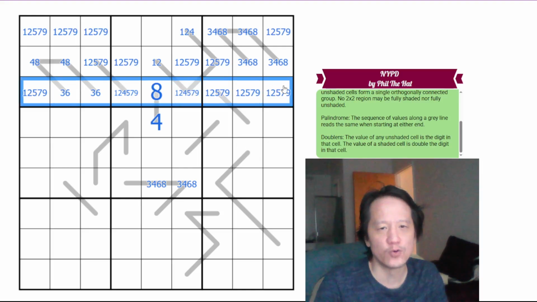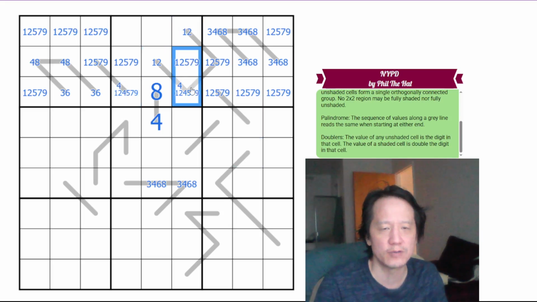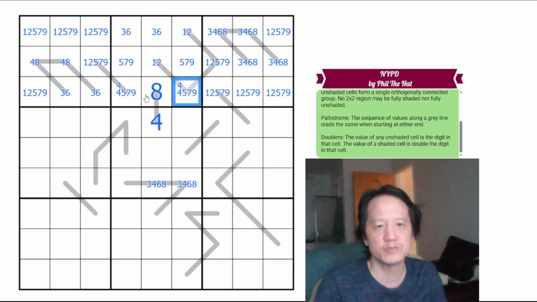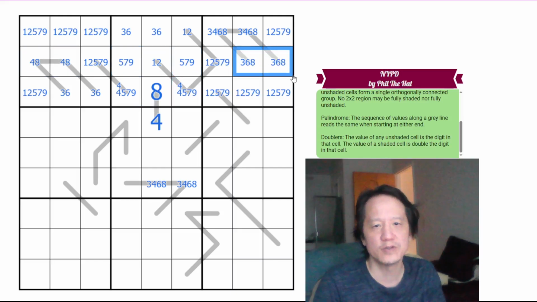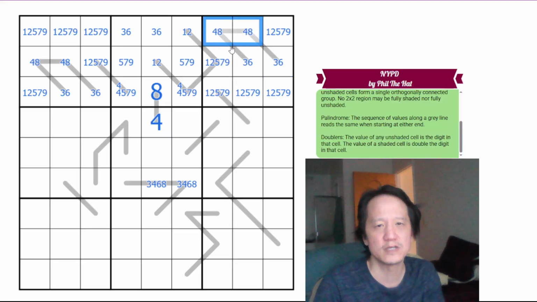Where is the 4 in row 3? It must be one of these cells. So this can't be 4. Therefore, this is a 1, 2 pair, which eliminates 1 and 2 in the rest of the box. This is then 3, 6, because we have a 4, 5, 7, 8, 9 quadruplet. This 4, 8 pair eliminates 4, 8 here, so it's 3, 6, which means this can't be 3, 6.